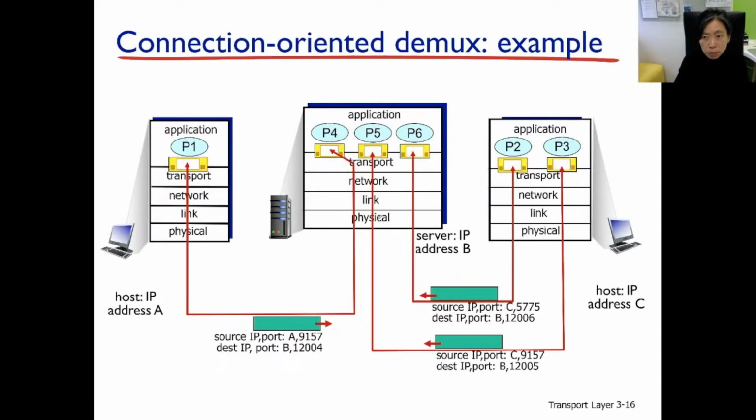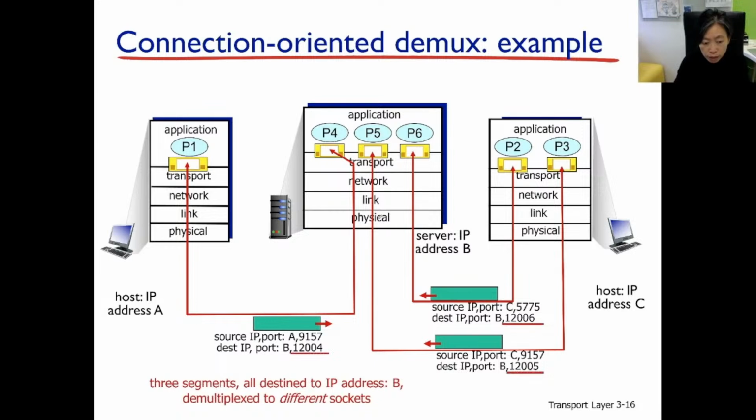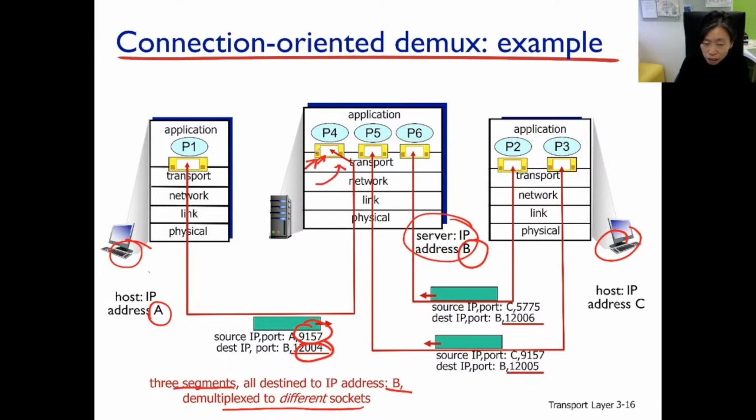Now, let me use an example to illustrate and explain. We have a scenario where three segments are being sent from clients, A and C, to the server in the middle, B. All three segments are destined to B, and they're supposed to be demuxed to two different sockets. Now, the sockets will be using a 4-tuple to decide. And what will be the 4-tuple? Well, source IP address A, destination IP address B, and what? Source port number and destination port number. So these four values are going to be associated with this socket. So when a segment arrives at the transport layer matching the 4-tuple, it goes to the socket.